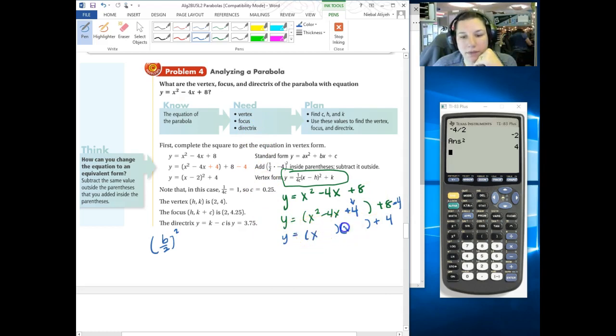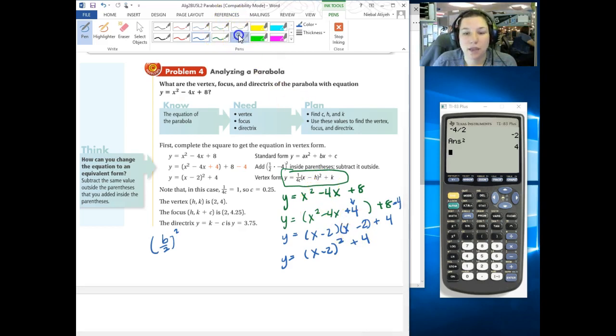So x times x is x squared. Negative 2 times negative 2 is positive 4, and negative 2 minus 2 is negative 4. And then that's (x − 2)², because it's x − 2 times itself. Okay, and now I have written it in this form.